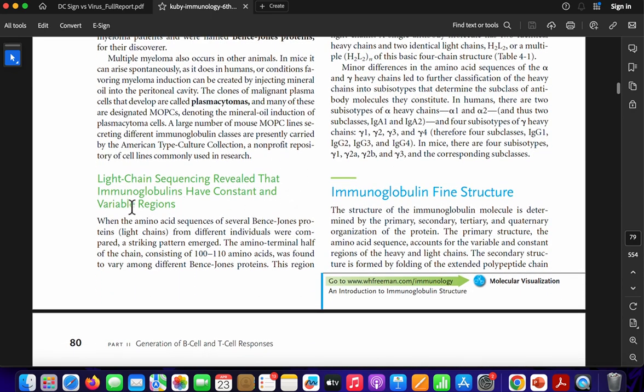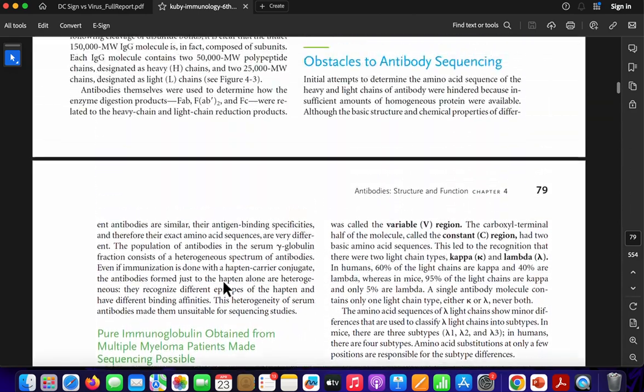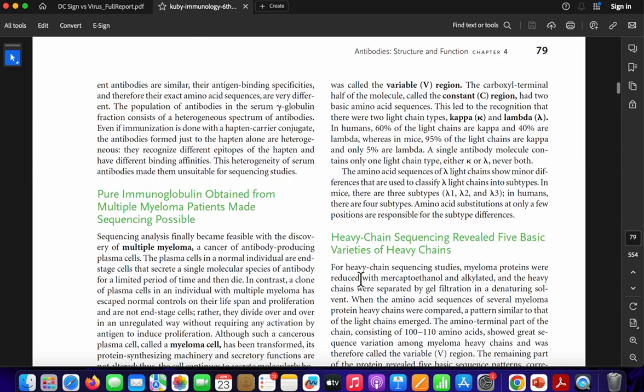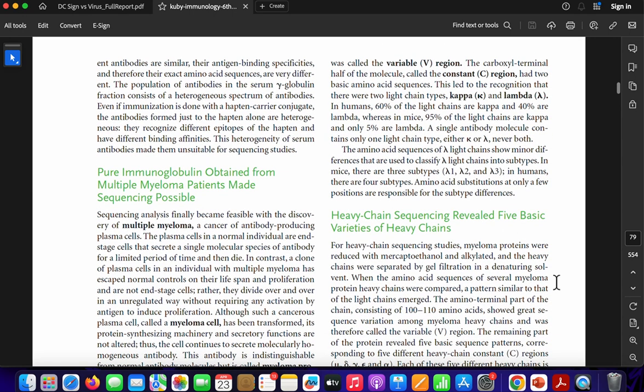Light chain sequencing revealed that immunoglobulins have constant and variable regions. When the amino acid sequences of several Bence Jones proteins from different individuals were compared, a striking pattern emerged. The amino terminal half of the chain, consisting of 100 to 110 amino acids, was found to vary among different Bence Jones proteins. This region was called the variable region. The carboxyl terminal half of the molecule, called the constant region, had two basic amino acid sequences.